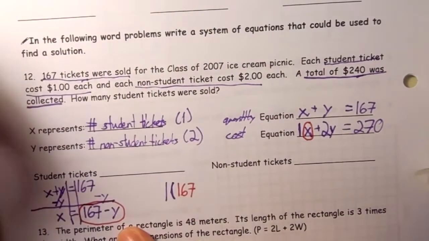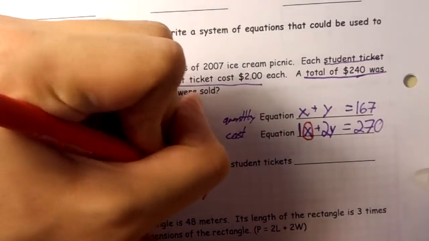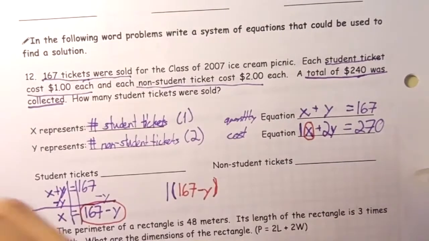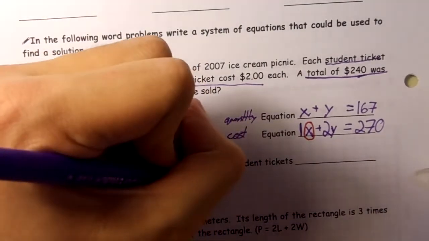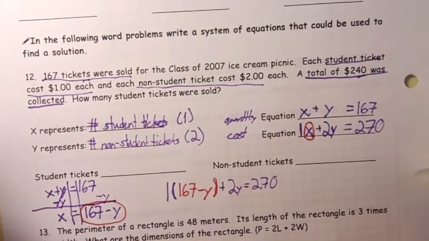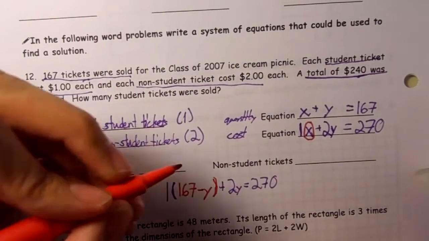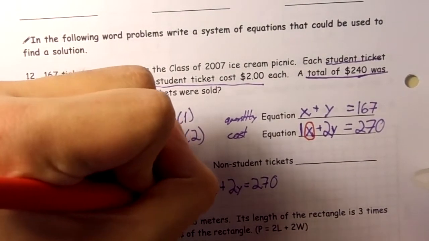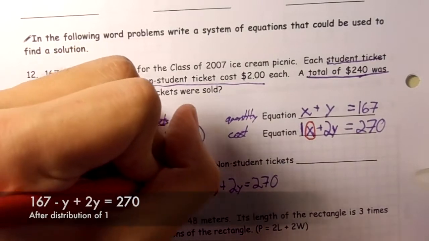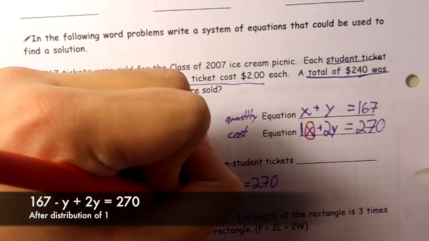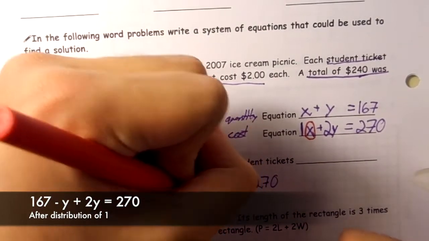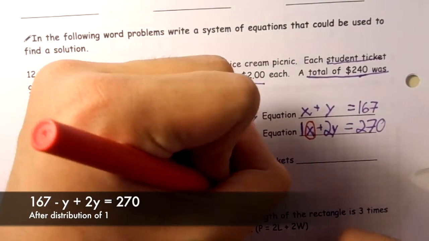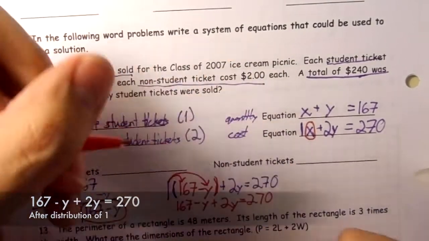167, right, minus y. Close, because that's all the quantity contains. Then the rest of the equation. Now I can simplify and begin to solve for y. So 1 times 167 is just 167, and then 1 times that minus y is simply minus y. And then I bring the rest of the equation down because I haven't changed anything.